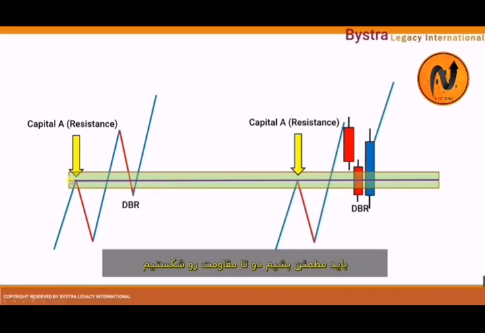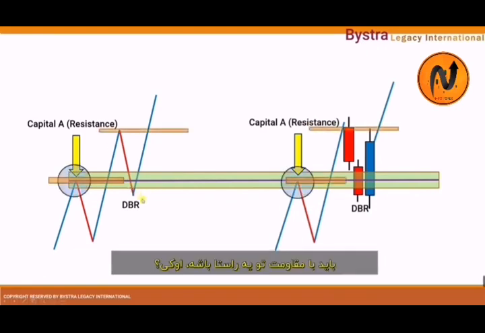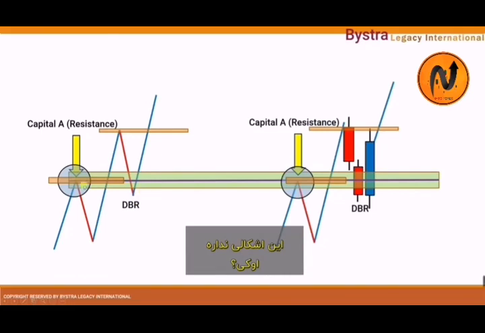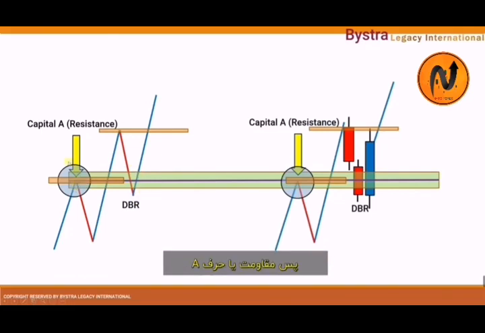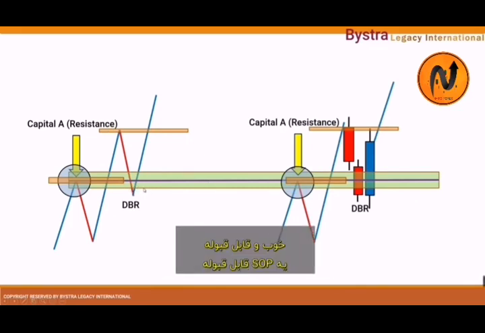Is to make sure that we break the two resistance. But before we break the two resistance, what we should check now is the drop base rally has to be aligned with the resistance. So here in this case, the resistance is slightly above the drop base rally. This is fine. Resistance capital A is slightly above the drop base rally. It is fine, no issue. This will be okay, acceptable. It's a good SOP, acceptable SOP.